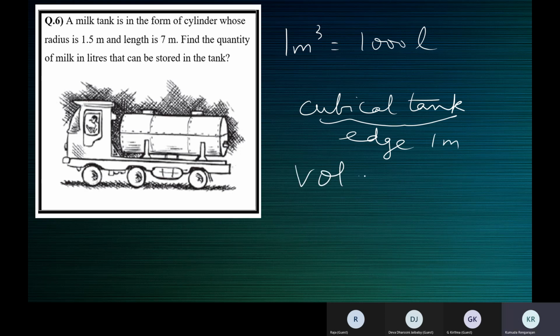What will be the capacity of a cubical tank whose edge is 1 meter? What is 1 meter equal to? 100 centimeters, right? Yes, ma'am. So you can imagine what 1 meter is, 100 centimeters. Think of your scale. The scale which fits into your pencil box is of length 15 centimeters. So kind of 6.5 times that scale is 1 meter.